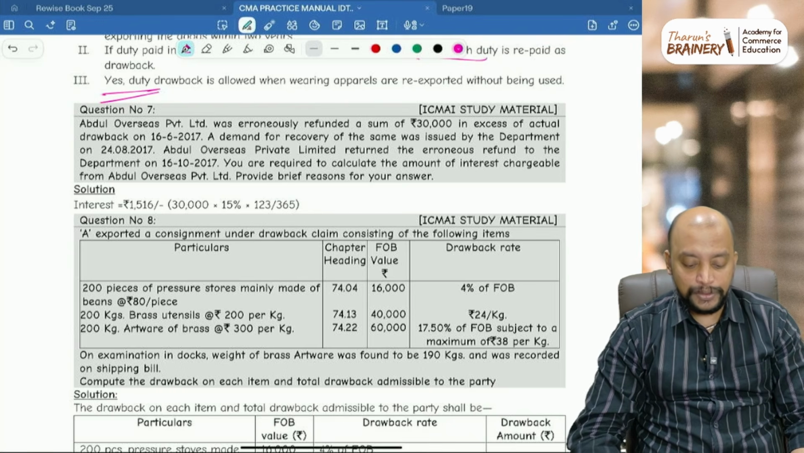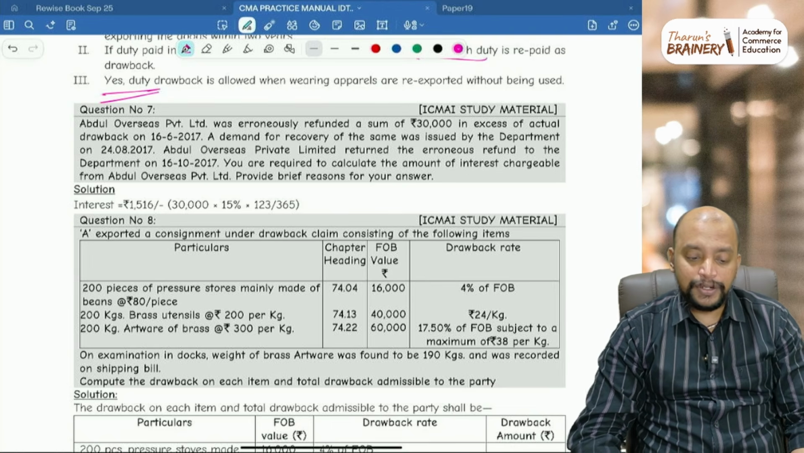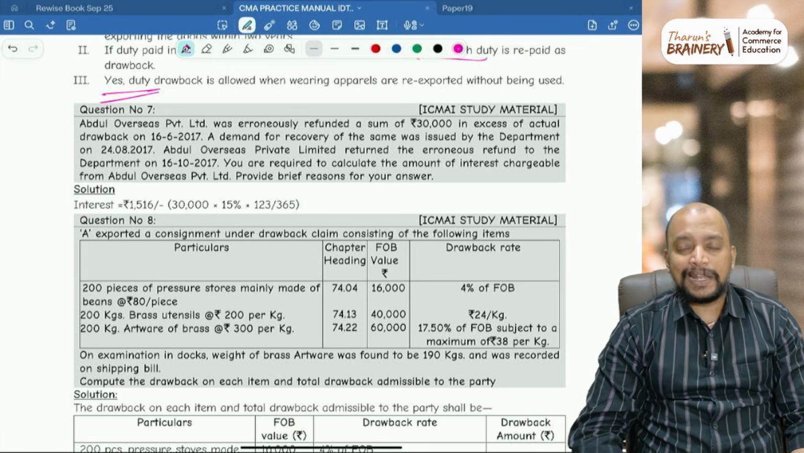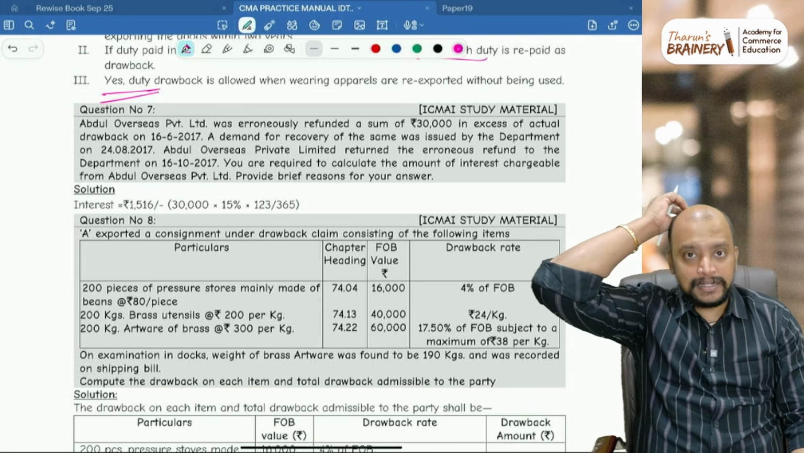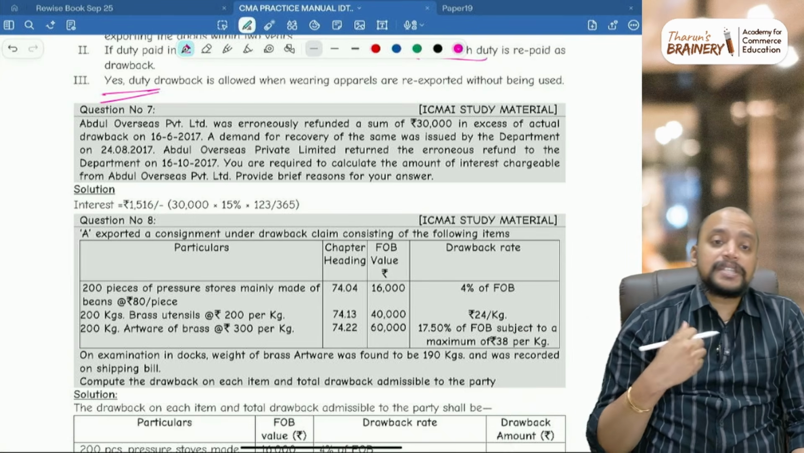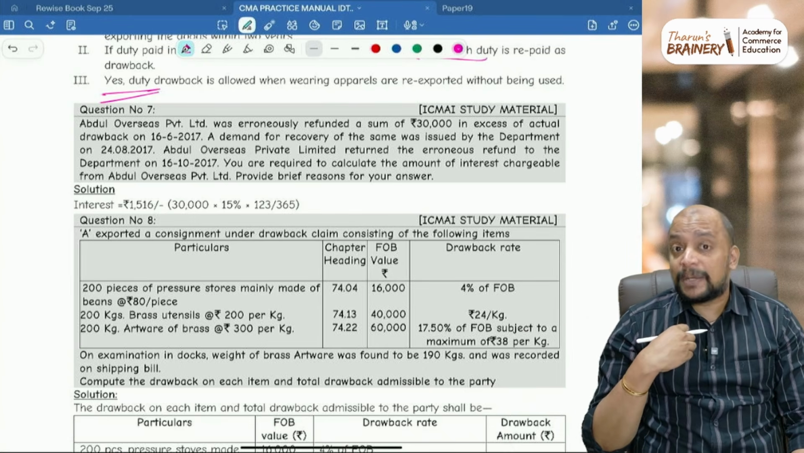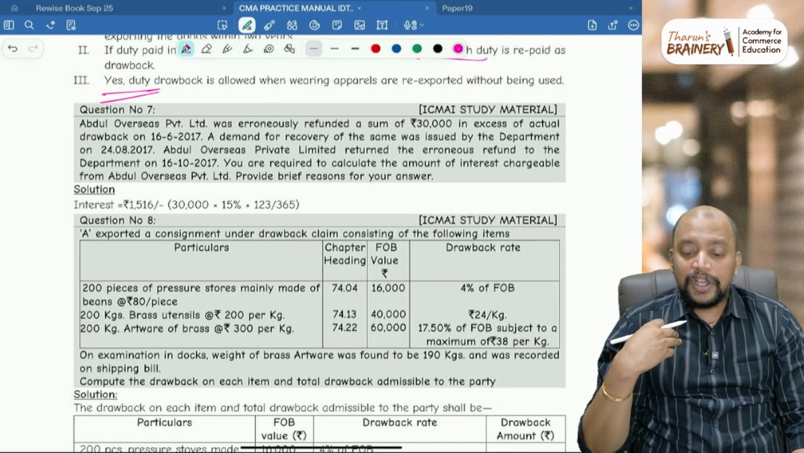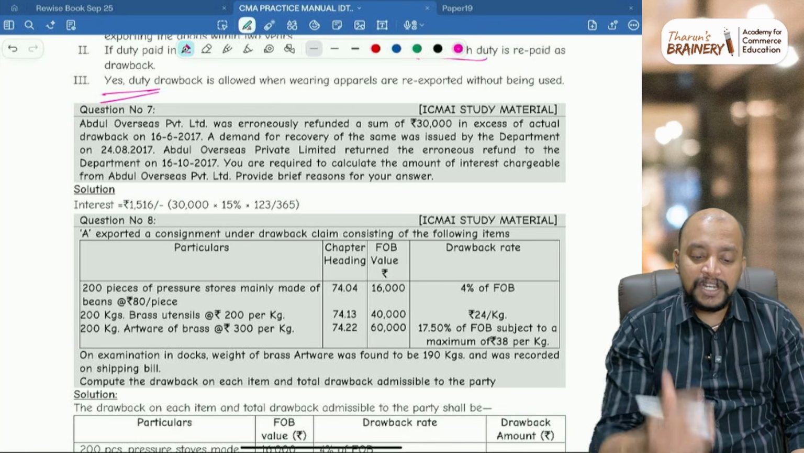Next, Abdul Overseas Private Limited was erroneously refunded a sum of 30,000 in excess of actual duty drawback on 16/6/2017, and a demand for recovery of the same was issued by the department on 24/8/2017. Abdul Overseas Private Limited returned the erroneous refund to the department on 16/10. So therefore, what should be taken as the interest? See, in case of erroneous refund, interest should be computed at the rate of 15% from the date we got the refund. When did we get the refund?